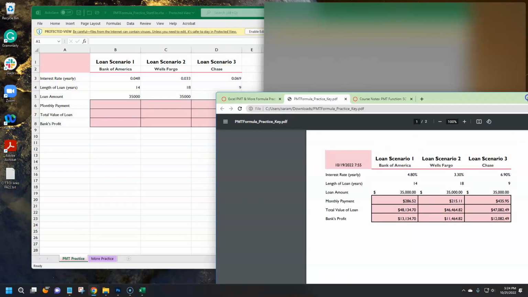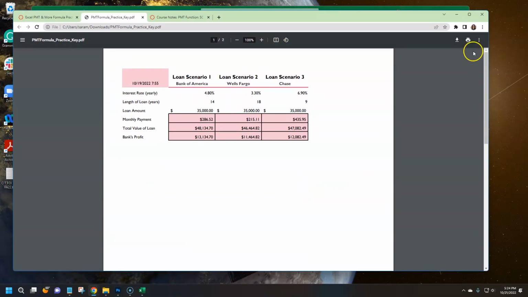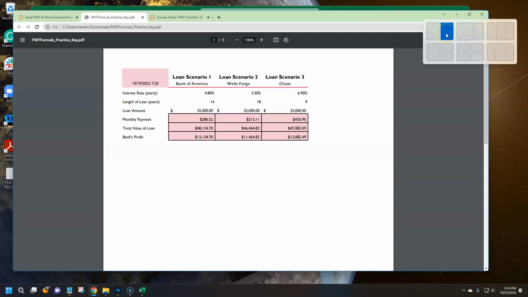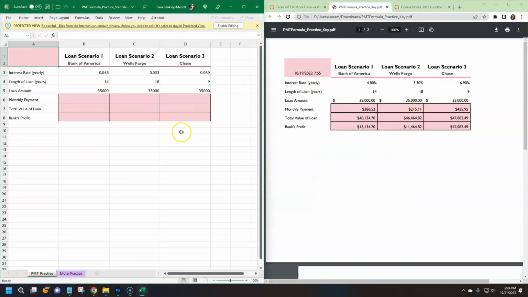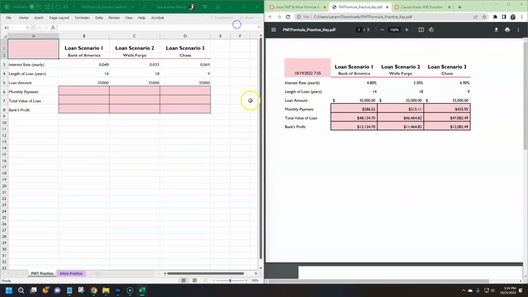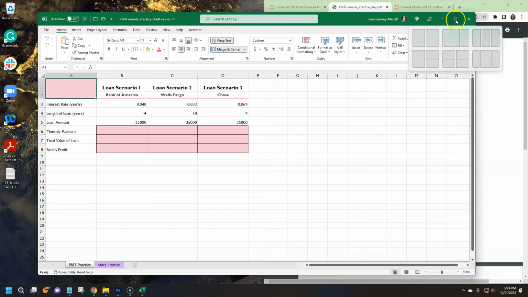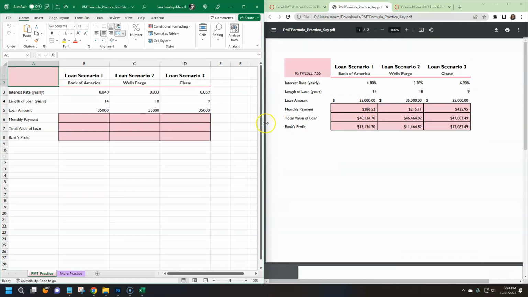A new feature of Windows 11 is if you just hover over the maximize button, you can pin your windows in whatever pattern you want. I'm going to pin this here, and there's the start file. All right, I'm going to enable editing, and I have to pin it again. There we go.